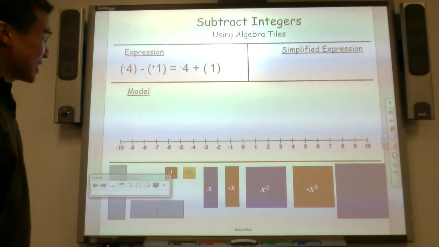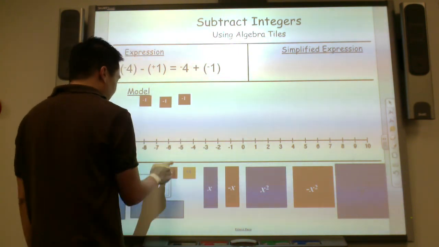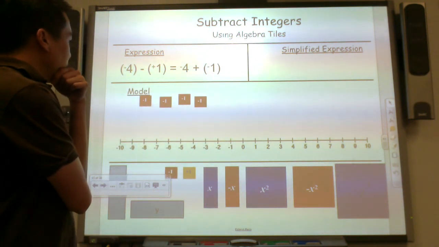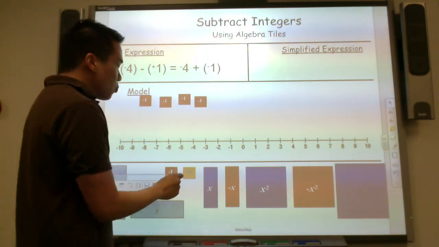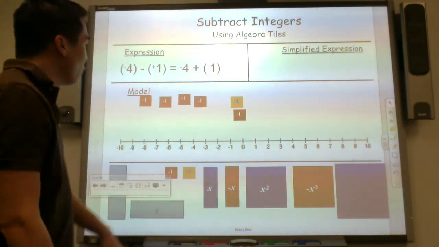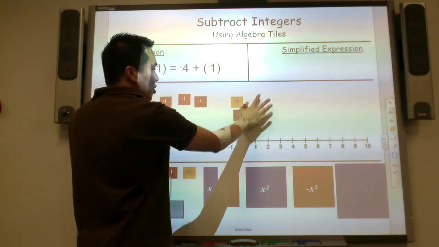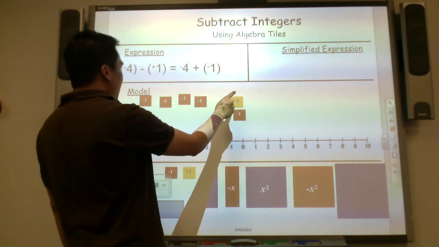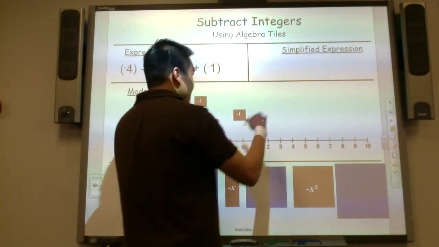Let's try our next example. You have negative 4. 1, 2, 3, 4. Take away 1 positive from that. Let's see. I can't take a positive. There are no positives to take away. What if I put a zero pair here? Now can I take that 1 positive away? Because remember, you have 4 negatives. This is as if there's nothing here because they cancel out each other. So now I take away this 1 positive. What do you have left? 5 negatives.